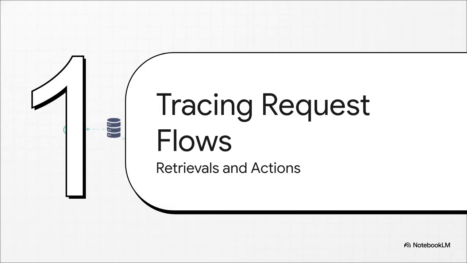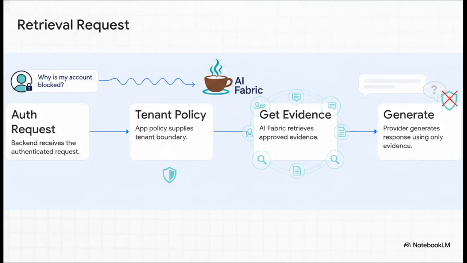Okay, part 5, tracing request flows. Let's ground all this abstract architecture in reality by tracing a real request. Say a user asks your app, "Why is my account blocked?" Step 1, your backend catches the authenticated request. Step 2, your app policy supplies the current user and tenant boundary because we never blindly trust a tenant ID sent from a browser. Step 3, AI Fabric figures out the workflow and retrieves only the approved policy evidence.